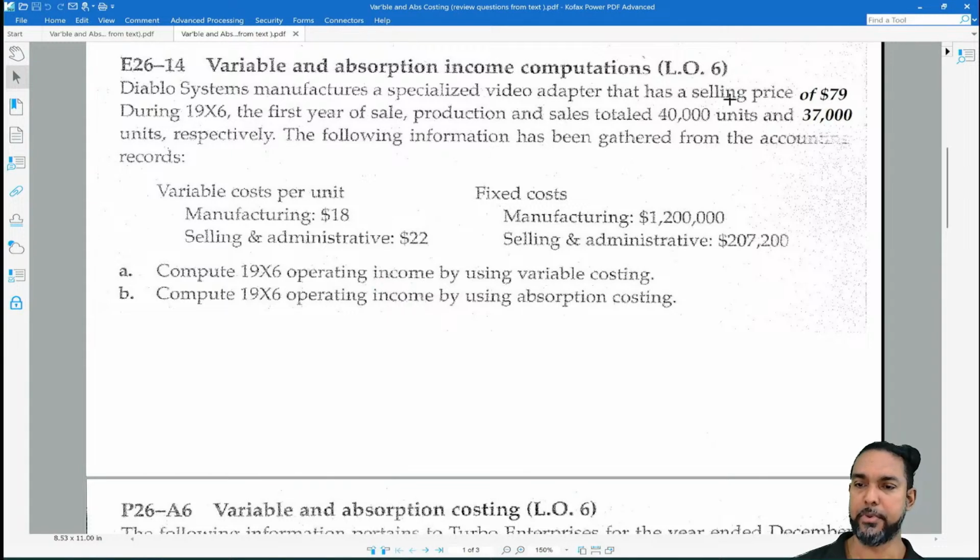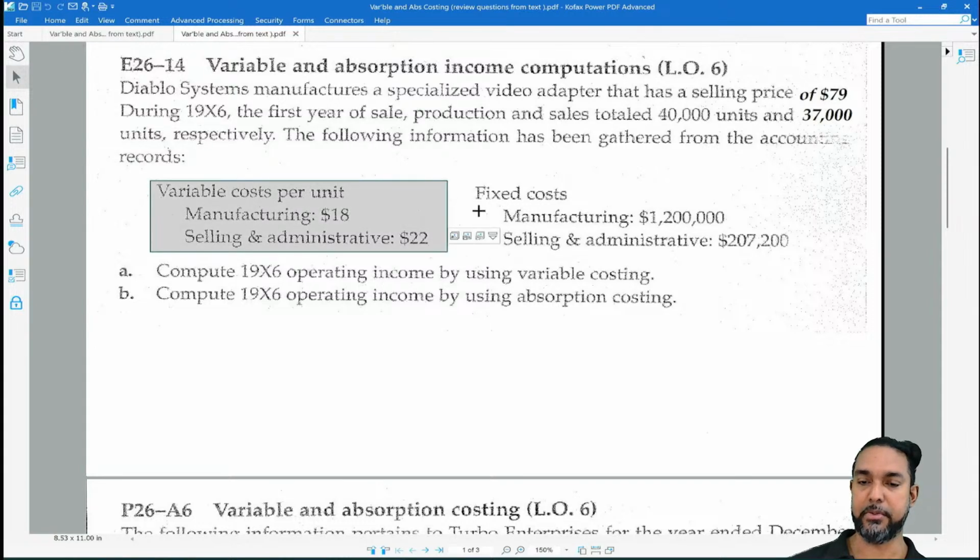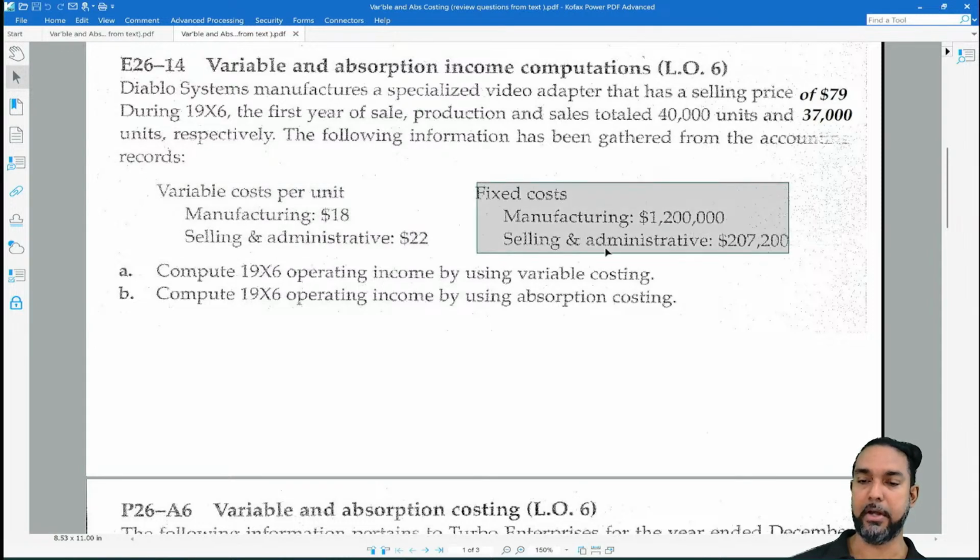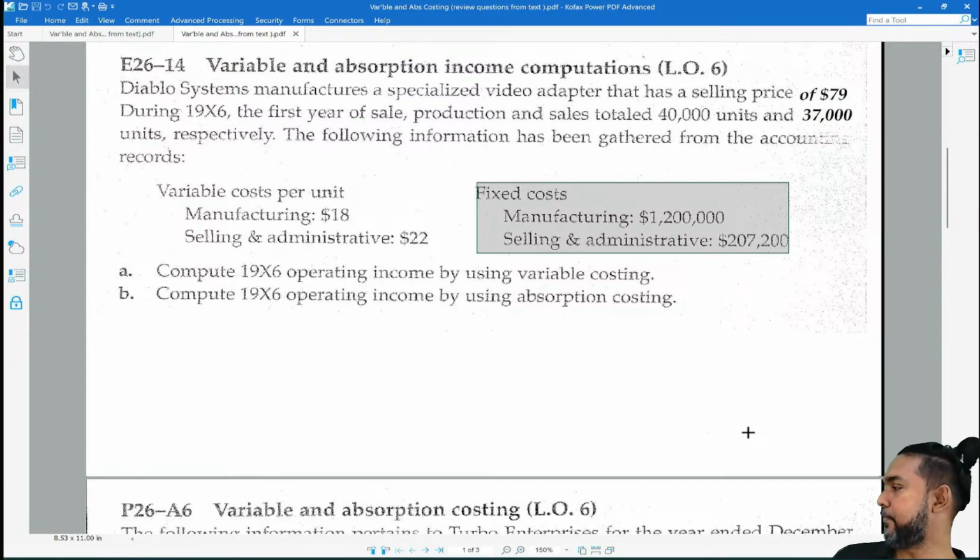So we have Diablo, with a selling price of 79. It's the first year of sales, so there's no opening inventory, not that we are showing any inventory items in the income statement anyway. We sold 37,000, we produced 40,000. Variable costs per unit are 18 and 22, fixed costs 1.2 million and 207,200 respectively for manufacturing and selling and admin. So we already have the absorption costing income statement for Diablo. What I want you to do now is the variable costing income statement for Diablo under the layout and format that we just encountered today.